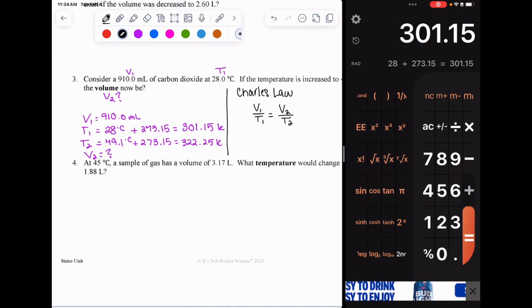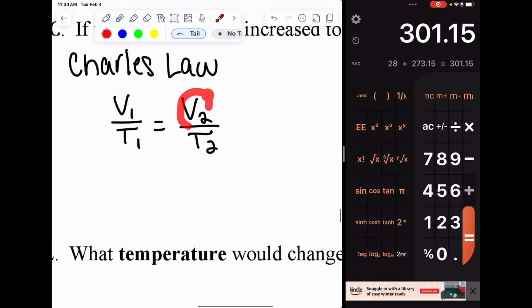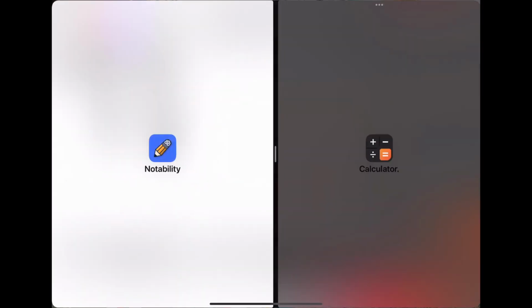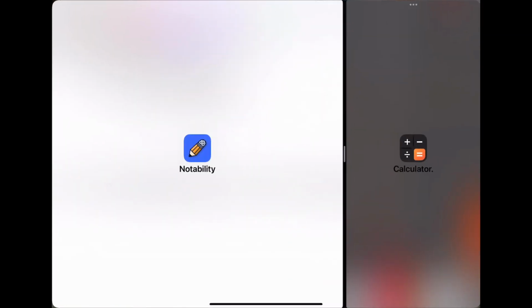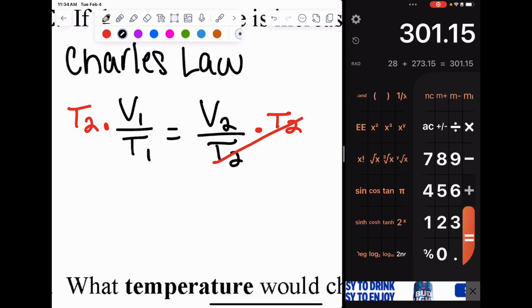So, we are looking for V2 here. V2 is on top, which means we need to get T2 away from the bottom. We only want V2 by itself. In order to do that, I'm going to do the opposite of what the formula is. Right now, T2 is being divided. Let's do the opposite of that and multiply by T2 on both sides. So this would cancel out, and we are left with V2.